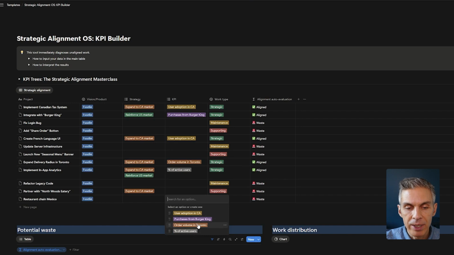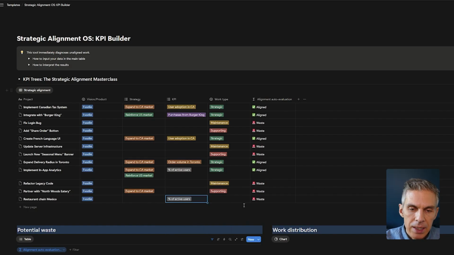It certainly doesn't move any of the first three ones. It might move the active users. So this is a column that is generated by basically these two. So it's helping you decide whether this is potential waste or is potential ally. It's not telling you that you should label it that, but it's just trying to help you make the decision.